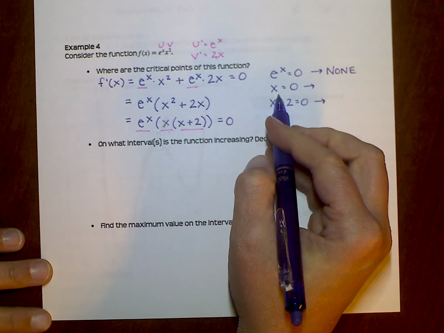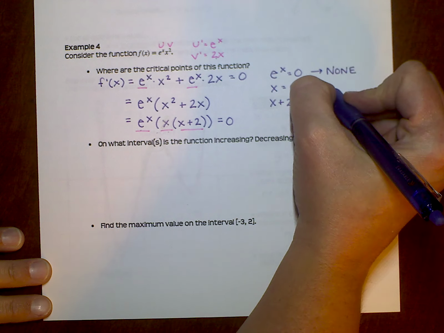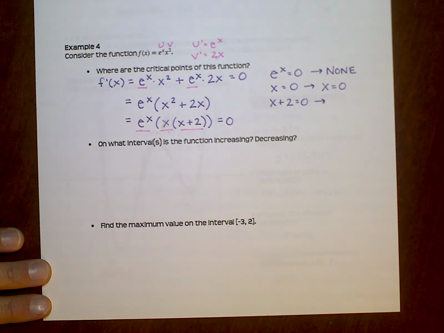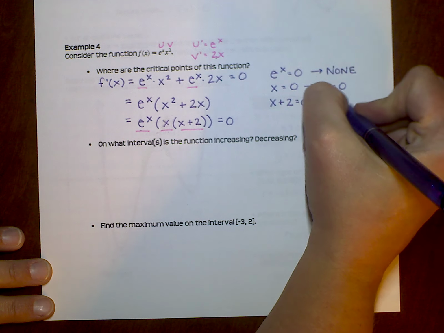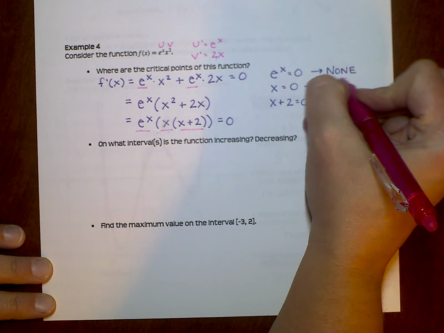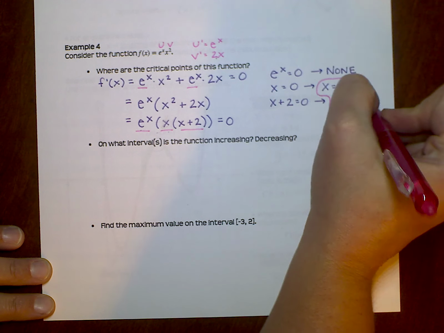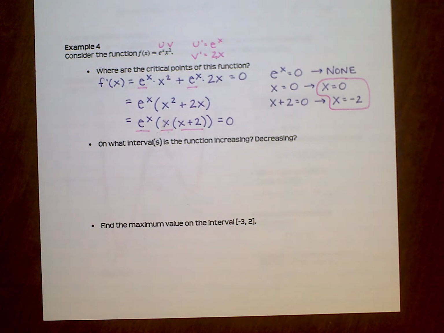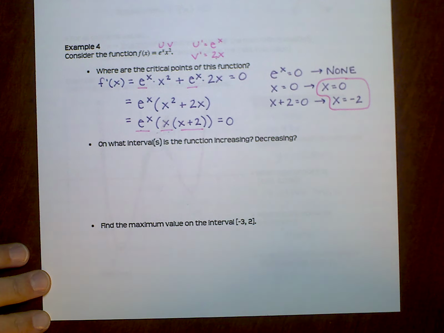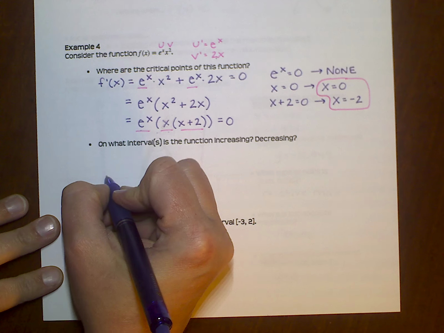But x equals 0, I mean, I already drew the arrow, but I really didn't need to. That's just one of my solutions, right? X equals 0 is a critical point. And then also x plus 2 equals 0 gives me x equals negative 2. So my critical points are really these two right here. Okay? That's where I have a potential change in direction. So now we're going to figure out how does the direction actually change as far as being increasing, decreasing, all of that. So let's take a look at a number line.